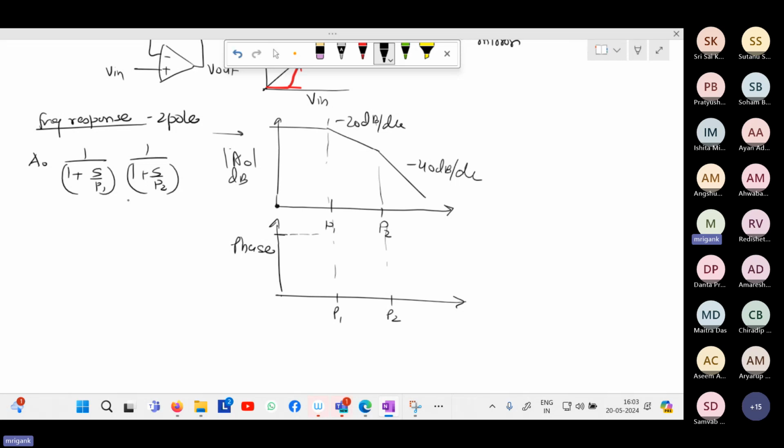If you go past the first pole, if your omega is becoming much greater than P1, what will be happening to the first expression? It will become 1 upon iota omega upon P1, right? Because you can ignore the 1, because now omega is much greater than P1. You are much beyond. Sorry, I just wrote the opposite.